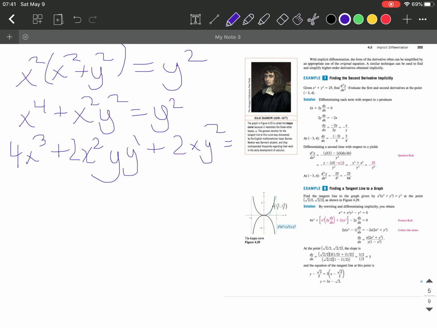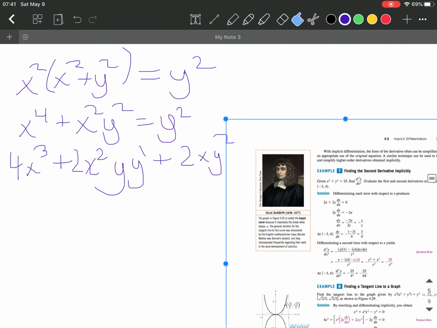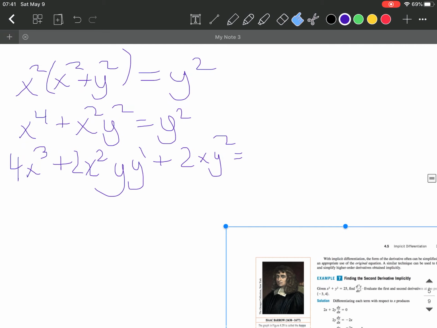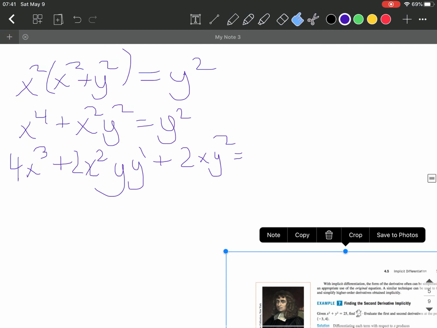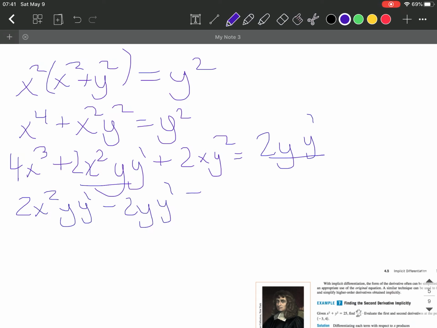And on the right side, I'm going to have 2y prime. Okay. So now everything that has y prime goes to the left side, and what doesn't goes to the right side, and I get 2x squared y prime minus 2y prime equals negative 2xy squared minus 4x.